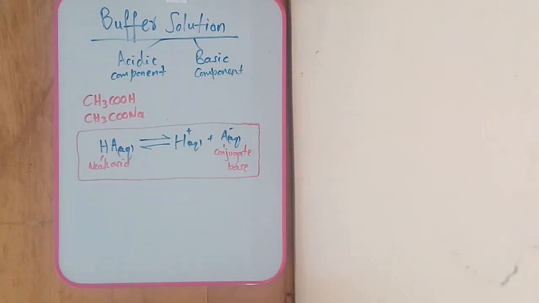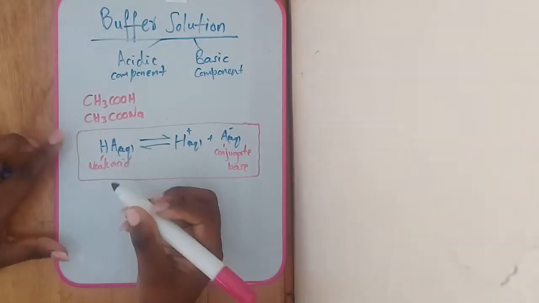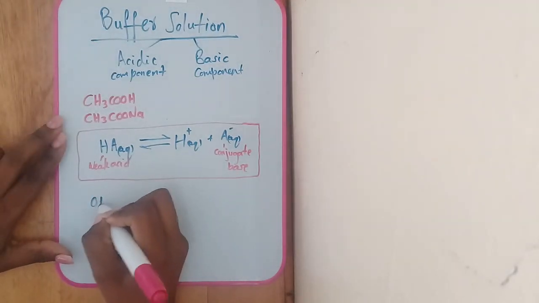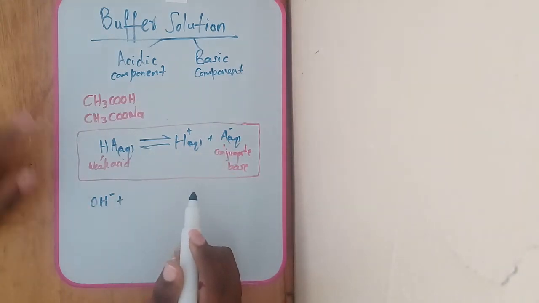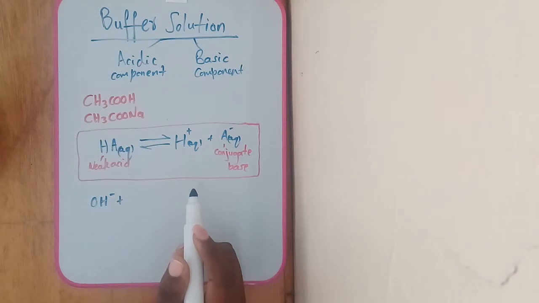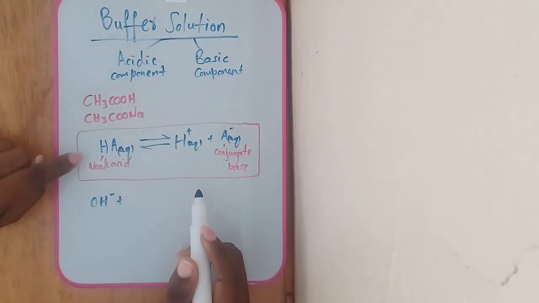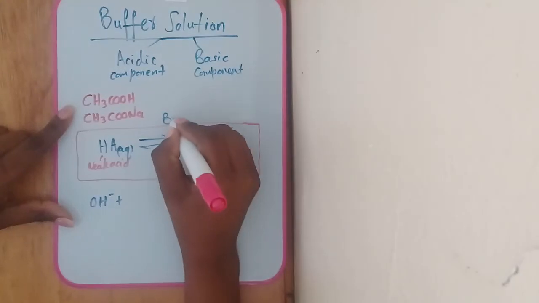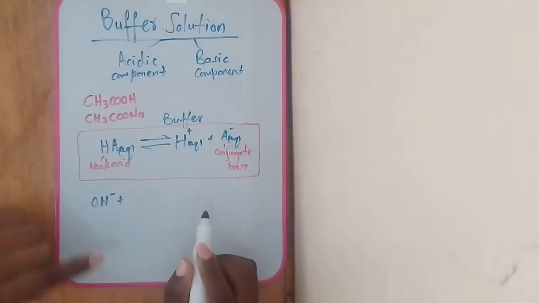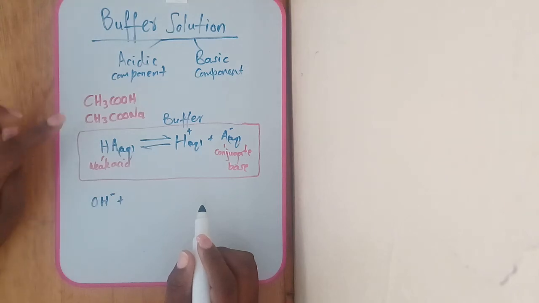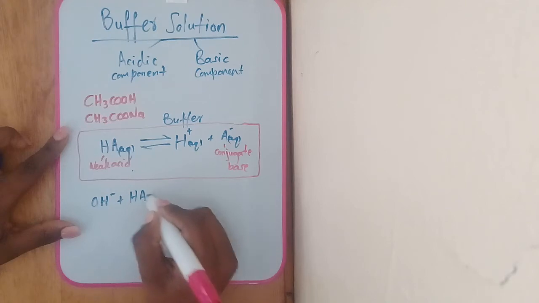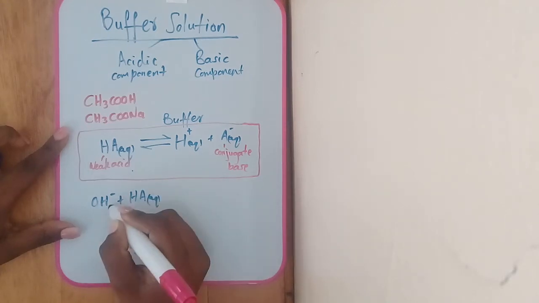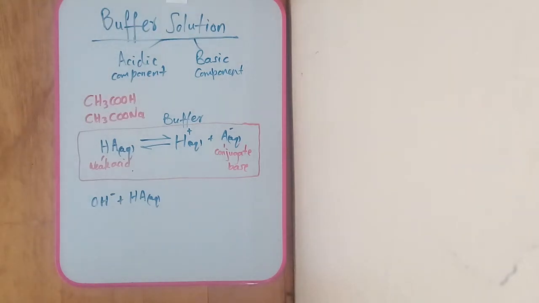So in your experiment, you add OH minus, which is a strong base, in small amounts. Remember I said the OH minus will be neutralized by the acidic part of the buffer. So this is the buffer, right? It will be neutralized by the acidic part of the buffer, which is this weak acid. So it will react with this weak acid.